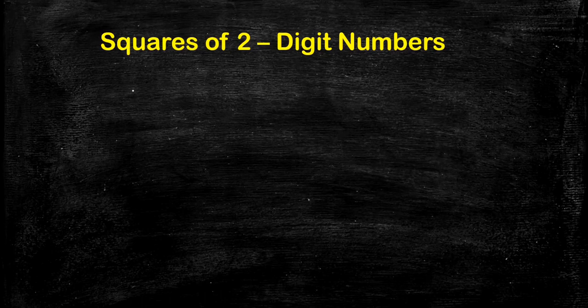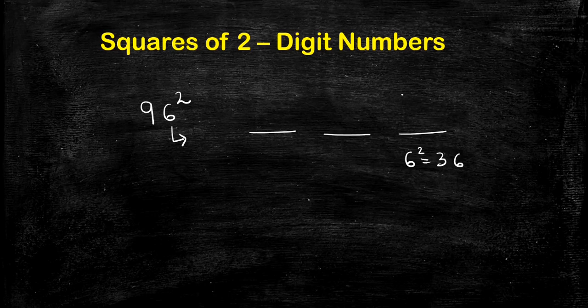Let's consider one more example. 96 square. Again, in this, we will have to allocate 3 spaces. First, we will do the square of the number at the units place, which is 6. 6 square is 36. So here we write only 6 and 3 goes as the carry over.